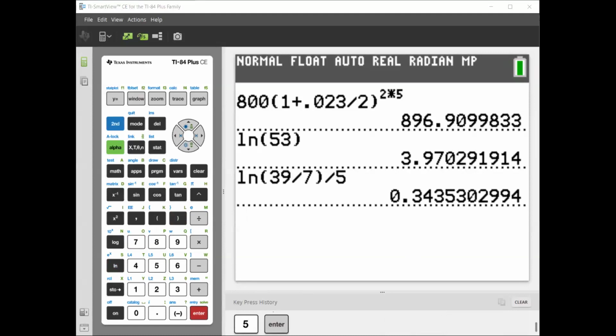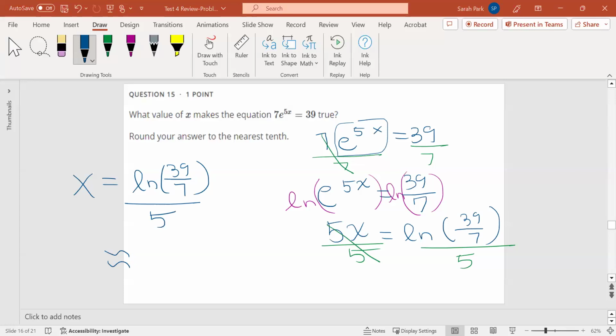Let's go back to the main screen. Okay, so it's 0.34, but we need to round to the tenths place. So this is 0.3. So be careful with the rounding. If it asks you to round to the nearest tenth, make sure you type in 0.3 instead of 0.34.